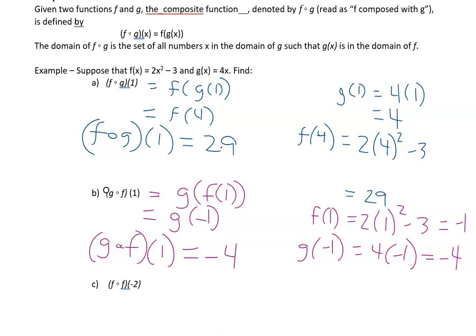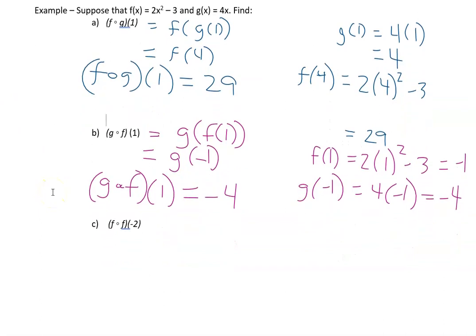So I want you to see there that the order in which the functions are written can make a significant difference on the output of the answer. So now what if we have f composed with f? Well, just like we can compose f and g together, we can also compose f with itself. So in this case, we would simply find f of f of negative 2. So we would start by using negative 2 as the input for f.